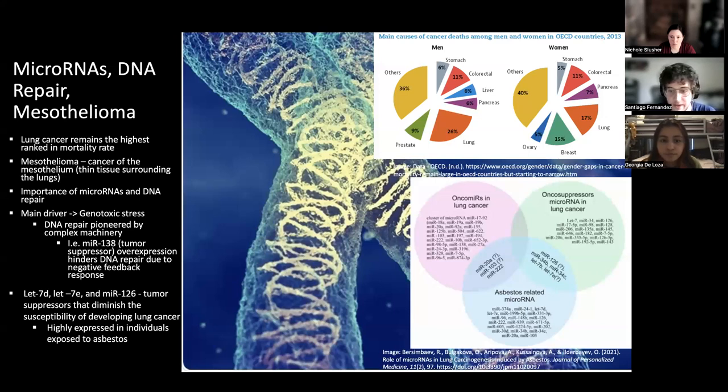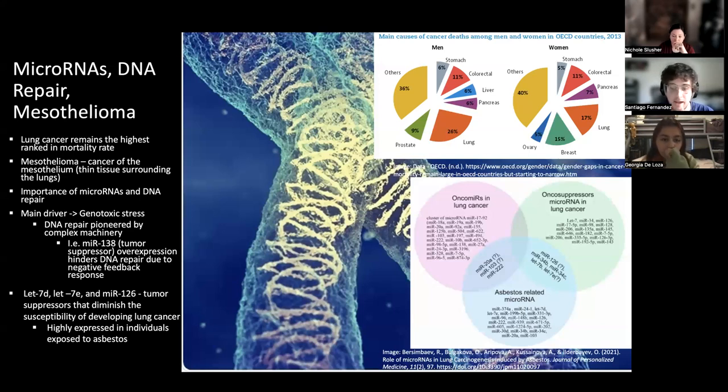So high levels of asbestos microfibers that reach deep inside our respiratory tract, aka the lungs, have been shown to enhance local genotoxic stress. And what I mean by genotoxic stress is essentially any environmental factor that can abruptly induce biochemical changes that elicit DNA damage. The DNA repair machinery that is present in the human genome is very complex, and it is disrupted easily by such biochemical alterations. For example, microRNA 138, a tumor suppressor shown to be overexpressed in carcinogenic lung tissue, hinders DNA repair due to a negative feedback response induced in the cell cycle.